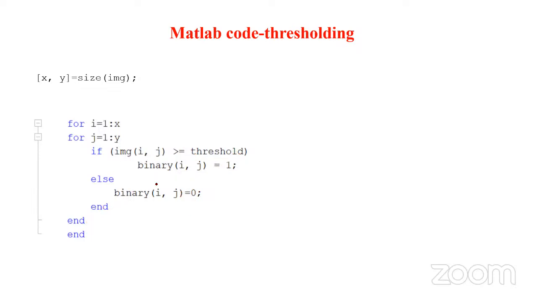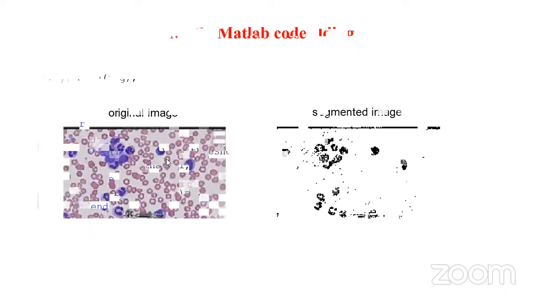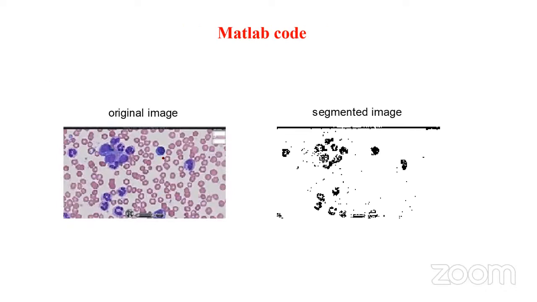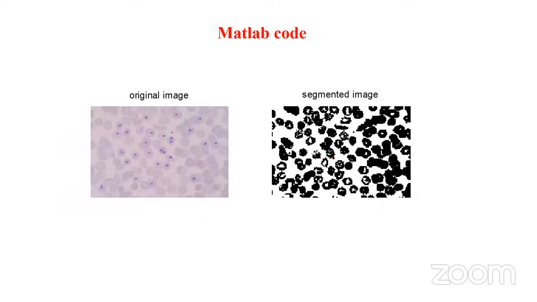We have to take each and every intensity value, that is called the pixel value. If the pixel value is more than or equal to the threshold value, make it 1, stored in the binary image variable. Otherwise, make it 0. If you take this medical image application, from the original image to the segmented image, we are able to see infected cells. Same thing here also, we are able to see infected cells and segmented objects.